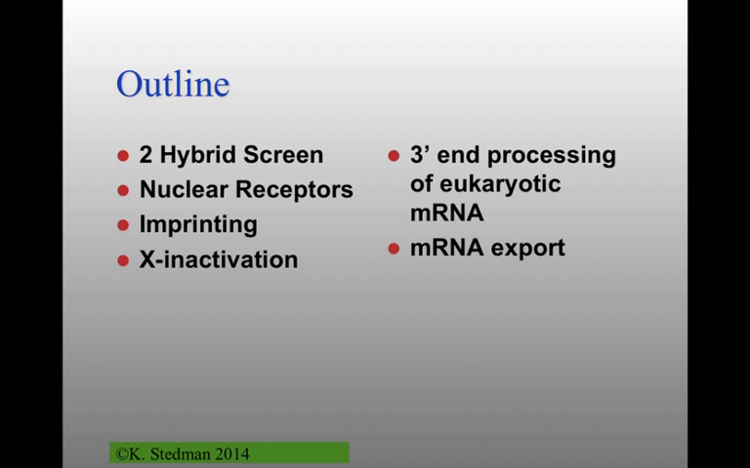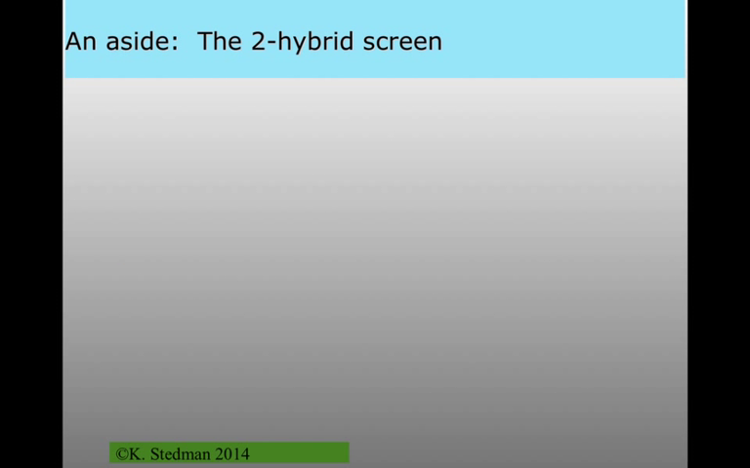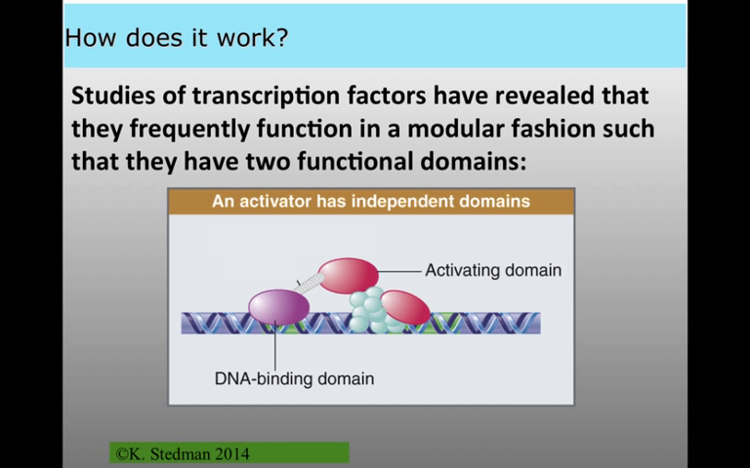Talk a little bit about the processing, which I think is something, again, that our guest lecturers didn't get to, and messenger RNA export. So I'll start out with the two-hybrid screen. Basically, the whole principle of the two-hybrid screen takes advantage of the fact that transcriptional regulators are modular. And when I say modular, that means that they have at least two, and sometimes many more than that, different domains. And so here's an example of a transcriptional activator.